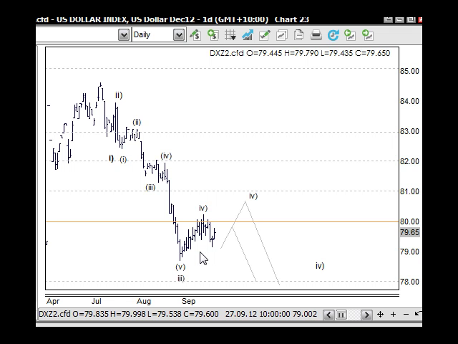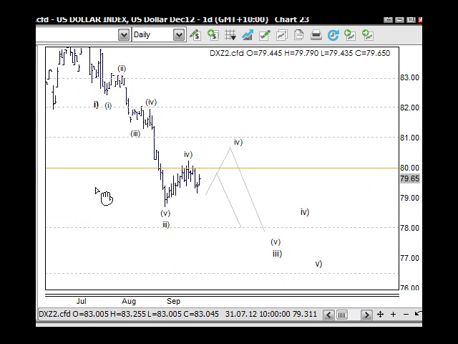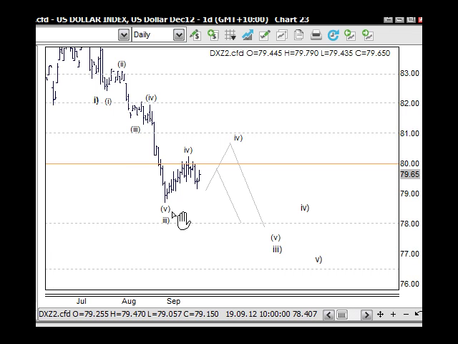corrective in nature. But what we're not quite sure of is whether we're going to get a flat correction, which will take us above this high here, or we're going to get a triangle pattern which will keep us under the 80 and then drop down for wave 5 through here. So this is the kind of structure that we're looking for. We're looking for wave 4 here, wave 5 down here as wave 3 here, then back to wave 4 and then wave 5 down. So we're just not sure about what we've actually got within here.